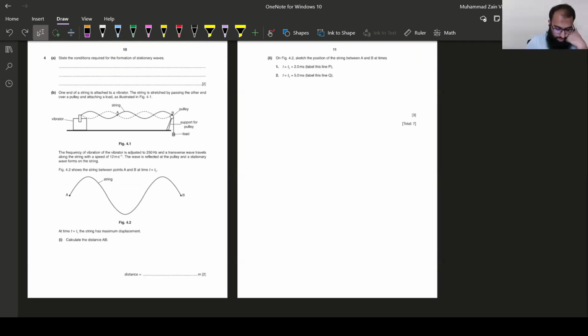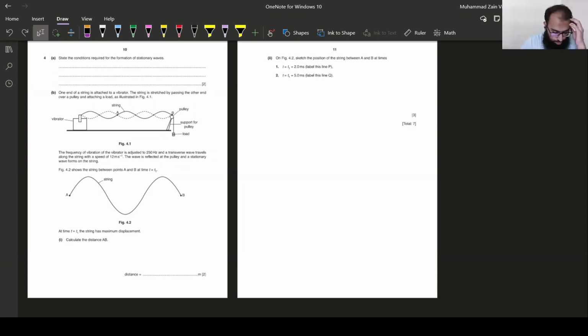One end of a string is attached to a vibrator. The string is stretched by passing the other end over a pulley and attaching a load as illustrated in figure 4.1. The frequency of vibration of the vibrator is adjusted to 250 Hz and a transverse wave travels along the string with a speed of 12 meter per second. So the speed of the wave is 12 meter per second and it has a frequency of 250 Hz. The wave is reflected at the pulley and a stationary wave forms on the string. And this is the important part, this will enable us to solve this whole thing.